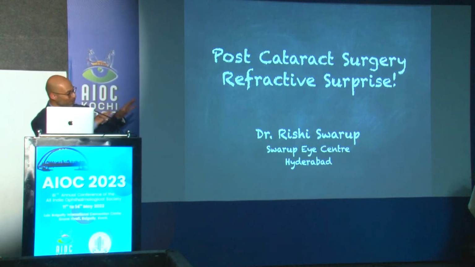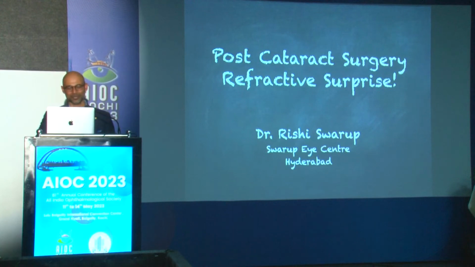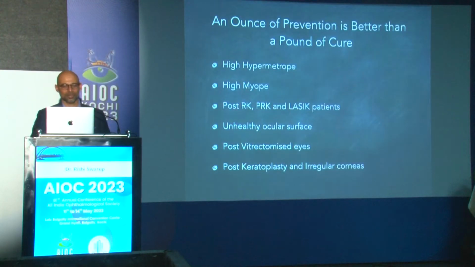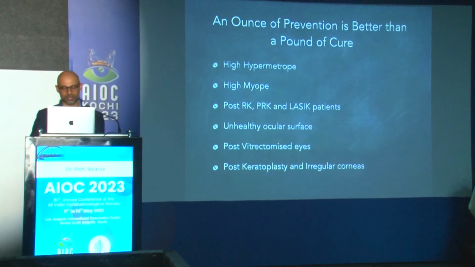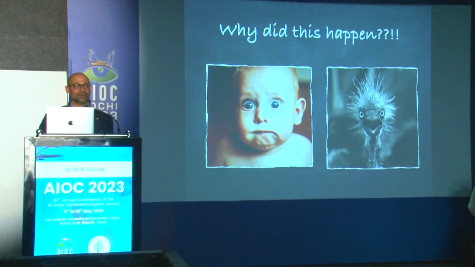So, if all the things that you do with them fail and you end up with a refractive surprise, what should you do? Obviously, it's better to prevent than try to fix this. And we should identify which are the high risk patients. I'm sure a lot of this will be covered by the subsequent speakers, so I won't delve into that. You need to understand why it has happened.